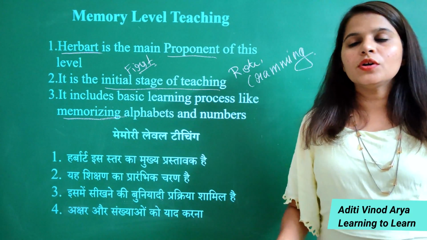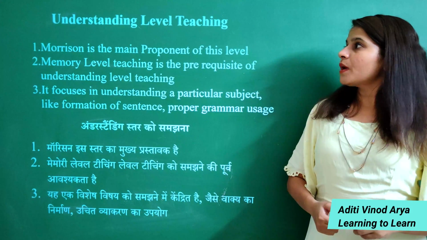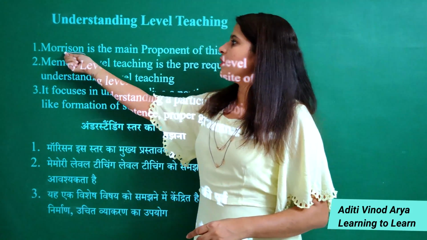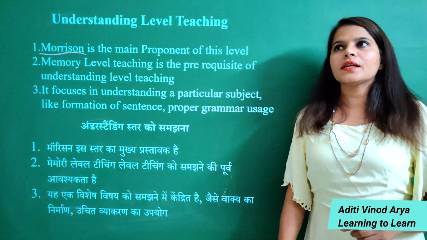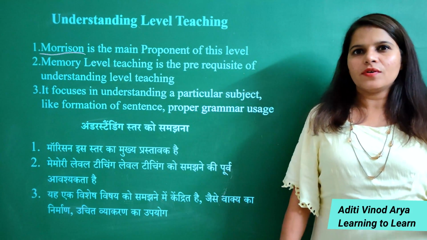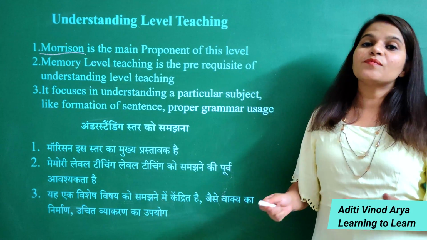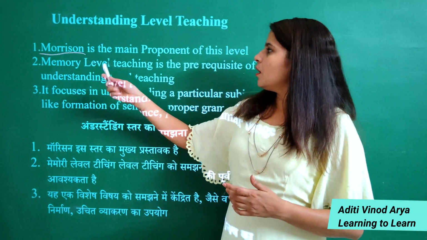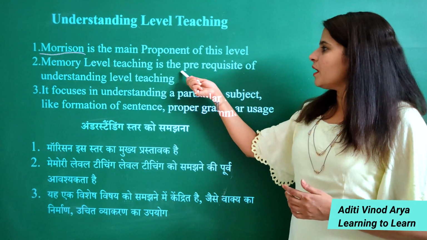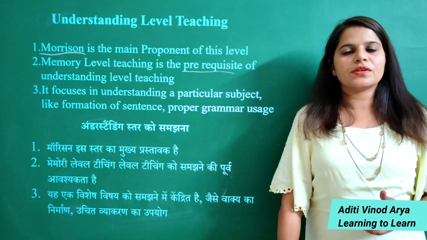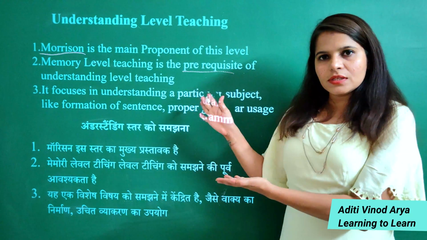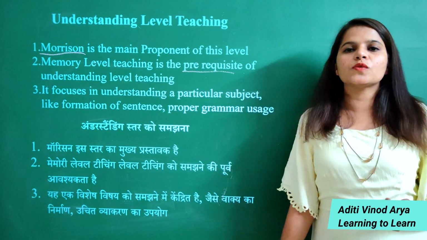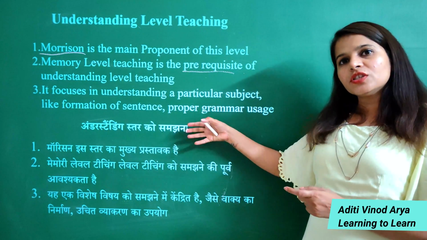Now moving forward towards the understanding level. So understanding level teaching. In understanding level teaching, Morrison is the main prominent. So you need to remember that in memory level teaching we have Herbert, in understanding level we have Morrison. Okay, I'll give you a trick at the end of the class. And memory level teaching is the prerequisite of understanding level teaching. It means before reaching to this level, a student has to complete the previous level, which was memory level, in order to achieve this level.